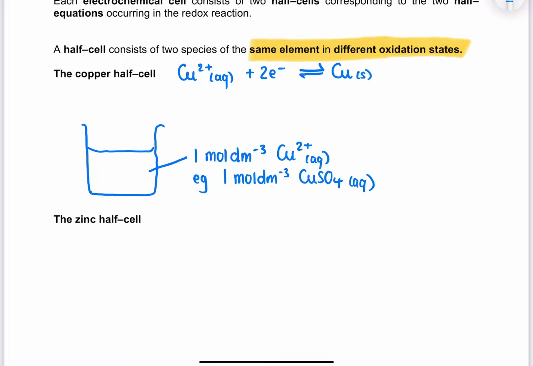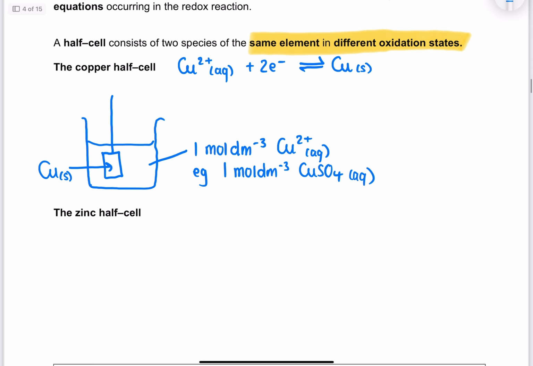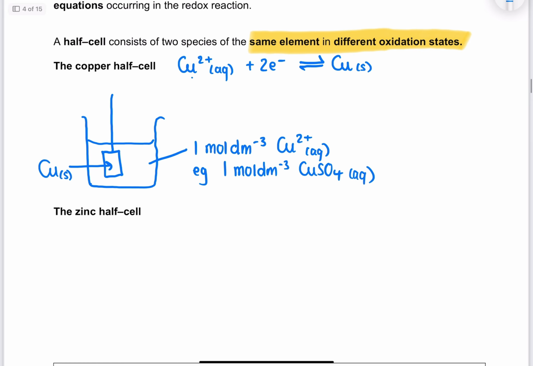We then need to have copper solid, and we're going to use a piece of metal as an electrode. We're going to connect it to a wire so that we can connect it outside of our half cell later on. And this is our copper metal. So we have the 2 species that are present in the half equation: the copper 2 plus in the beaker as the solution and the copper metal as an electrode.